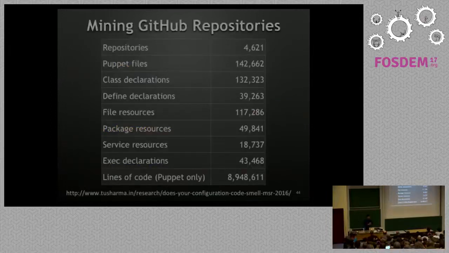We also carried out a study, since we are by default researchers, on Puppet code and its quality. We analyzed more than 4,600 repositories, approximately 9 million lines of Puppet code, and we found many interesting patterns there. If you are interested in that study, this is the link. You can download the paper and go into the details, or you can write to me or call me and we can have a discussion.